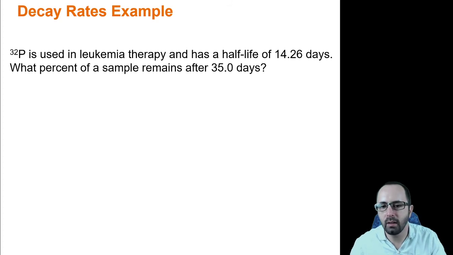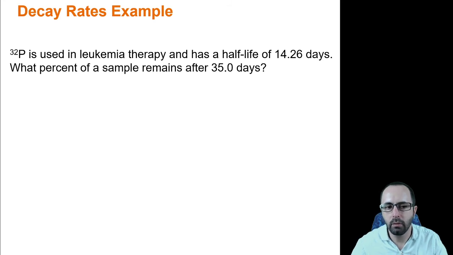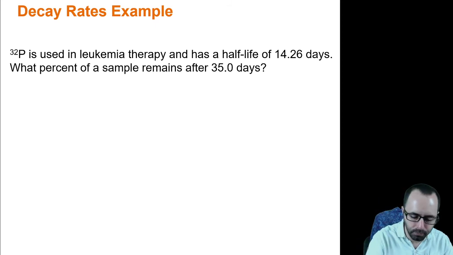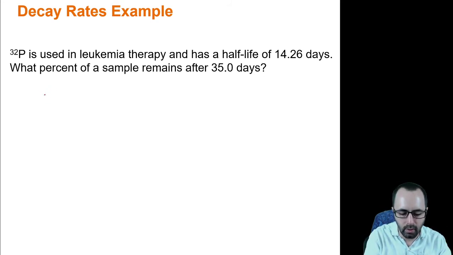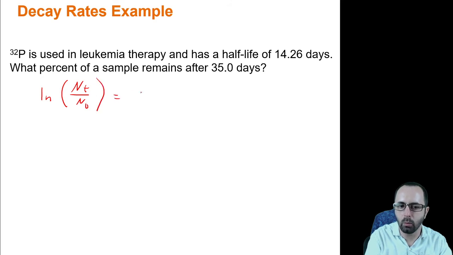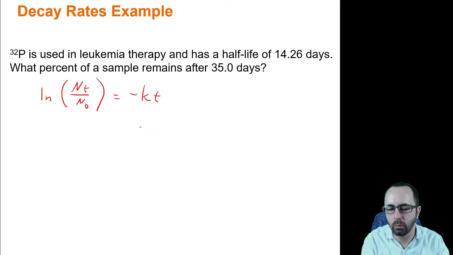Okay, so here's an example of a kinetics problem having to do with nuclear reactions. Phosphorus 32 is used for chemotherapy for leukemia. It has a half-life of 14.26 days. What percent of the sample remains after 35 days? What we're going to need is the rate constant, because let's write out the equation we're going to use. We're going to use the natural log of nt over n0 equals minus kt. This is the equation we use to determine how much of a radioactive sample is remaining after a certain amount of time.